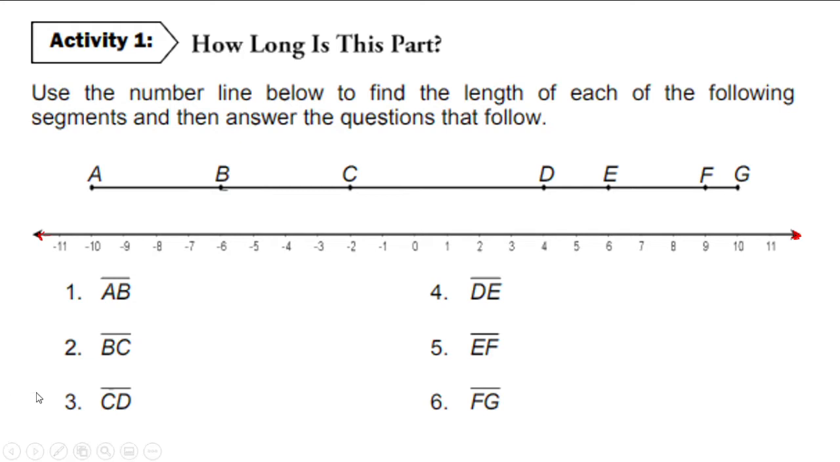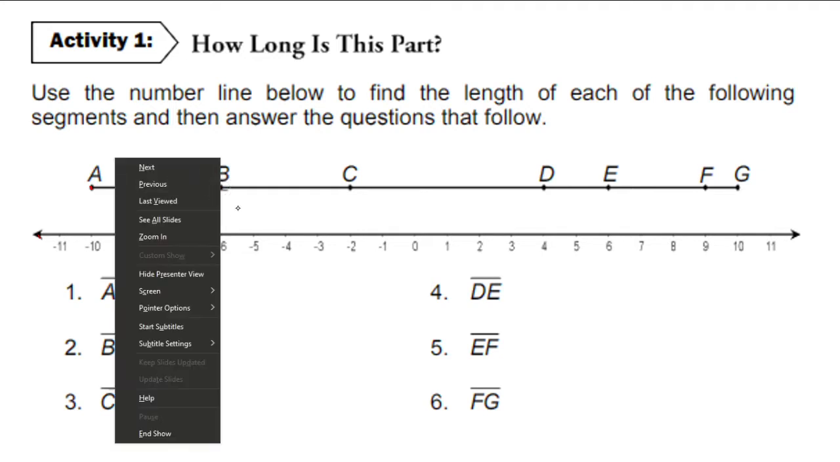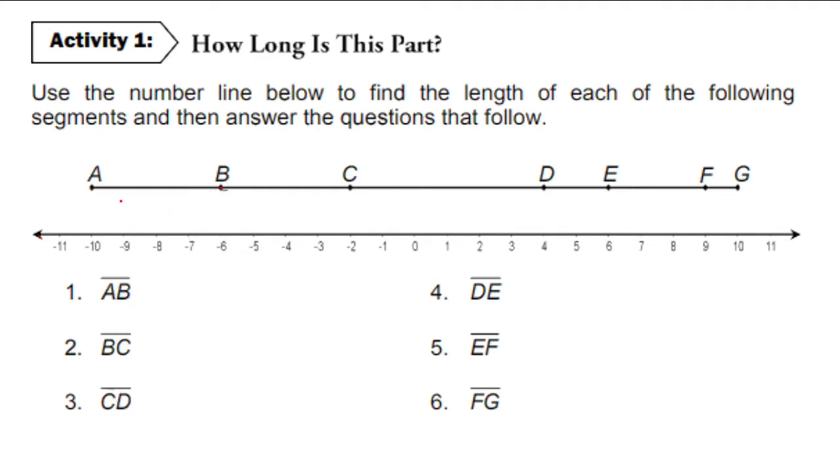In this example, the numbers on the number line increase as one moves from left to right, and vice versa, going from right to left, the numbers are decreasing. Okay, so let's start with number one. We will be looking for the length of AB. So this is A and this is B. Using the number line, we will identify the length of AB.